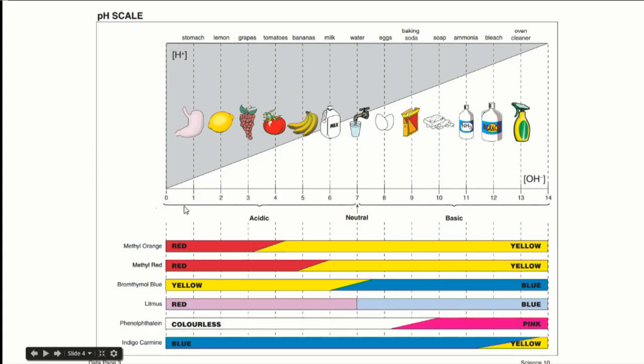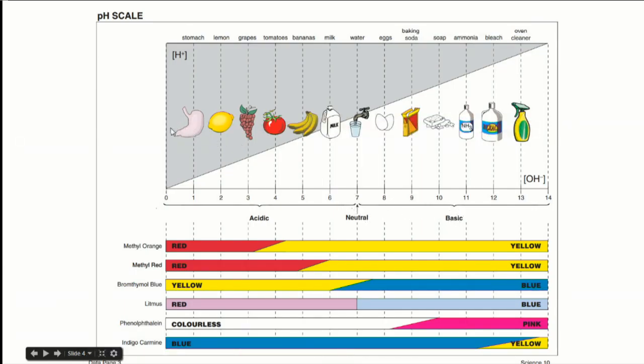The really great part about most of the acids and bases stuff is that you don't have to memorize a lot. There are a few things that come up, but you can just look at your data booklet, you have all of these things on here. So you have the scale from 0 to 14. It says everything over here is acidic, everything in the middle at 7 is neutral, and everything over here is basic.